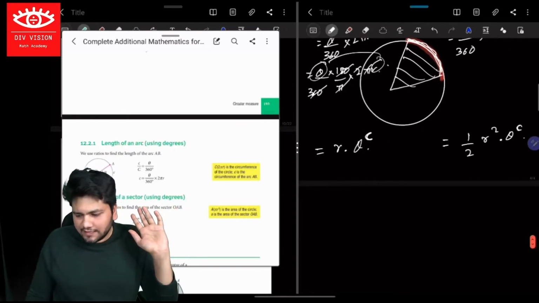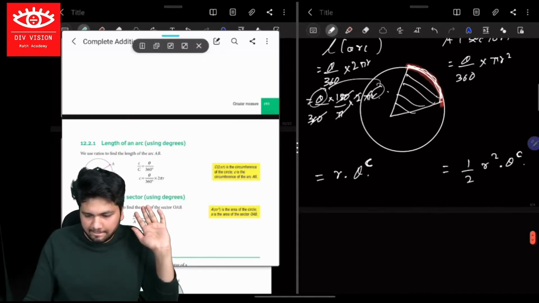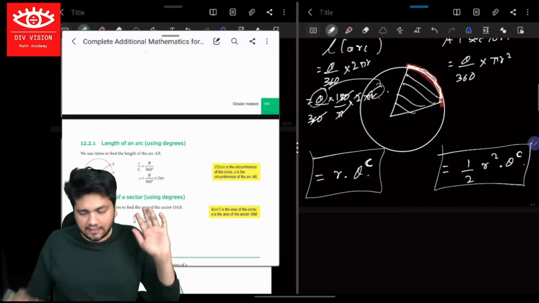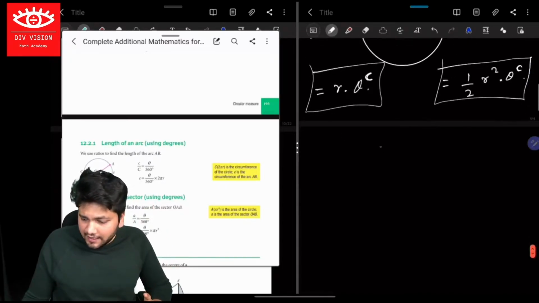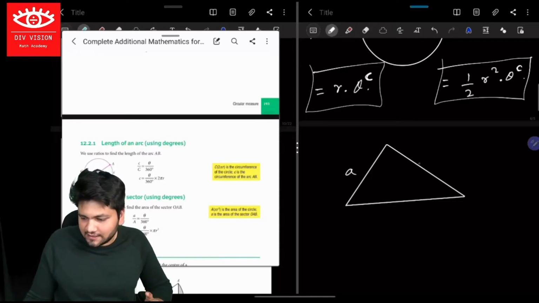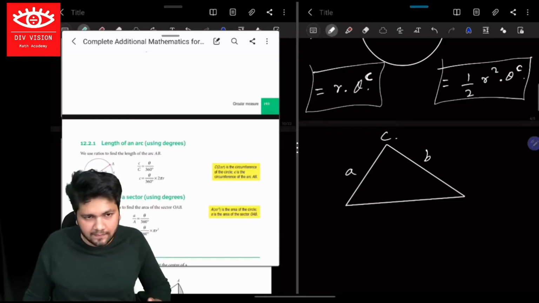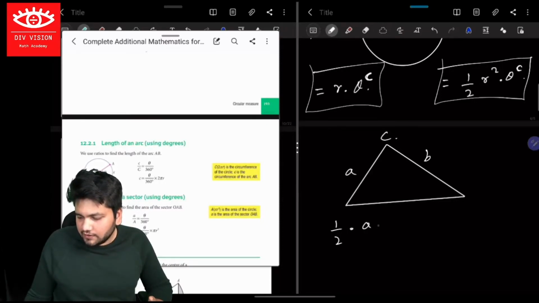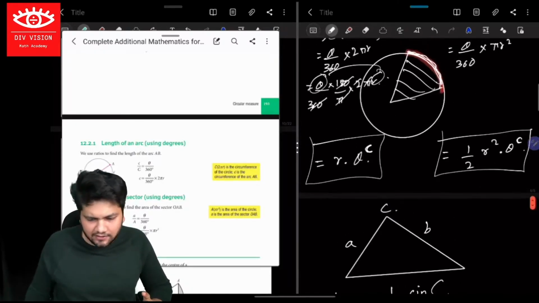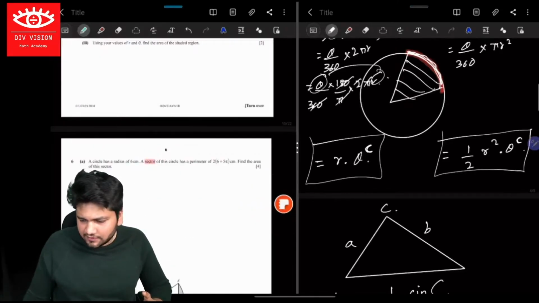Now, without wasting any time, let's start with the past papers. So this is all you have. These are the two formulae which we are going to use forever. Also, one more formula is there which we are going to use for triangles. If I have this triangle, and we know two sides and the angle between them, let's say C, the area of this triangle is going to be half into A into B into sine of the angle between them, so sine C. We're going to use this formula as well. So that's the end of the chapter. Now let's start with the past papers.